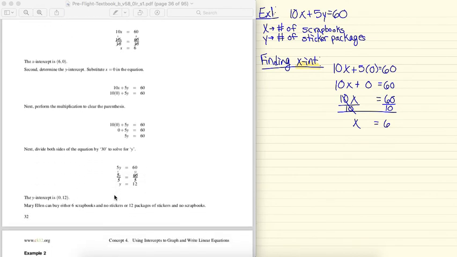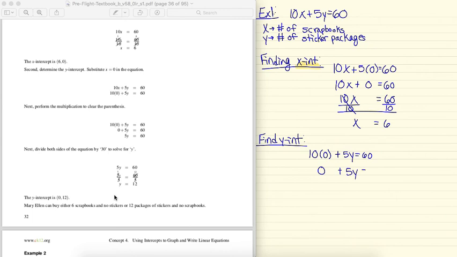Now we're going to go through and find the y-intercept to say, well, if she buys no scrapbooks, what's the most number of sticker packages she could buy with her $60? And so to answer that question, we will find the y-intercept. Here, to find y-intercept, you're plugging 0 in for x. Ten times 0 is really just 0.